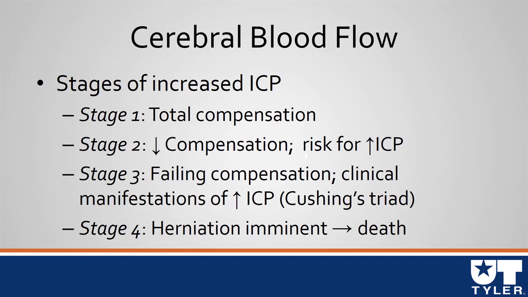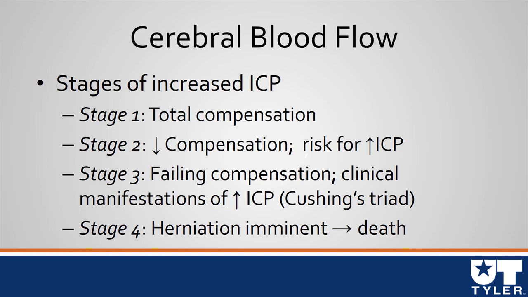In stage 1, the brain is in total compensation with autoregulation intact. At stage 2, the compliance is beginning to decrease, and an increase in volume places the patient at risk for increased ICP and secondary injury. At stage 3, compensatory mechanisms fail, there's loss of autoregulation, and the patient will exhibit manifestations of ICP such as headache, changes in level of consciousness, or pupil responsiveness.